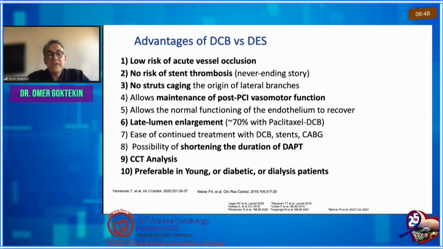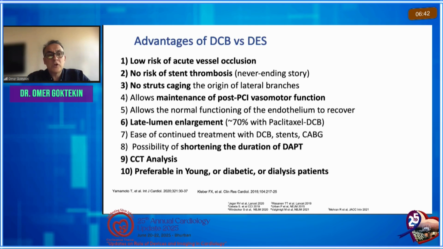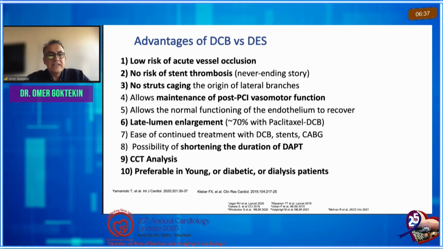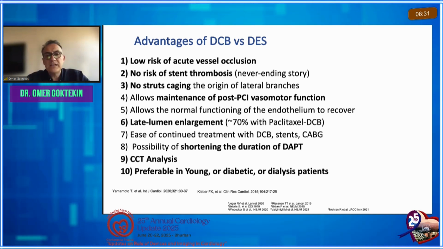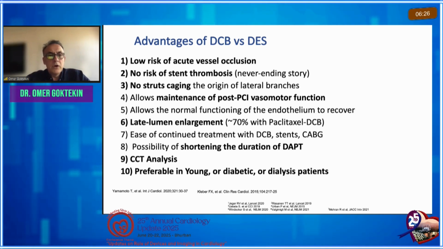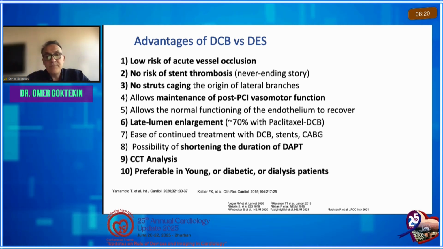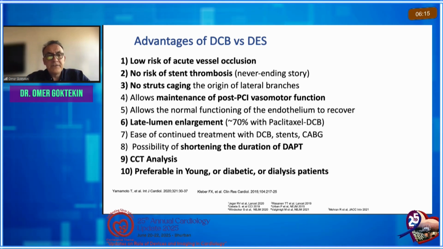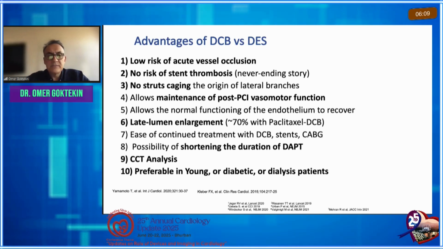We talk about late lumen loss after stent, but in DCB we can talk about late lumen gain, late lumen enlargement. This is also an advantage. Of course, it's easy to continue treatment. We could do repeated DCB, or we could do stents, or we could send our patient to surgery after DCB because there will be no metal. Also, of course, we can possibly shorten the duration of DAPT, and we could do CCTA analysis after DCB. And of course, it's more preferable in young, diabetic and dialysis patients.